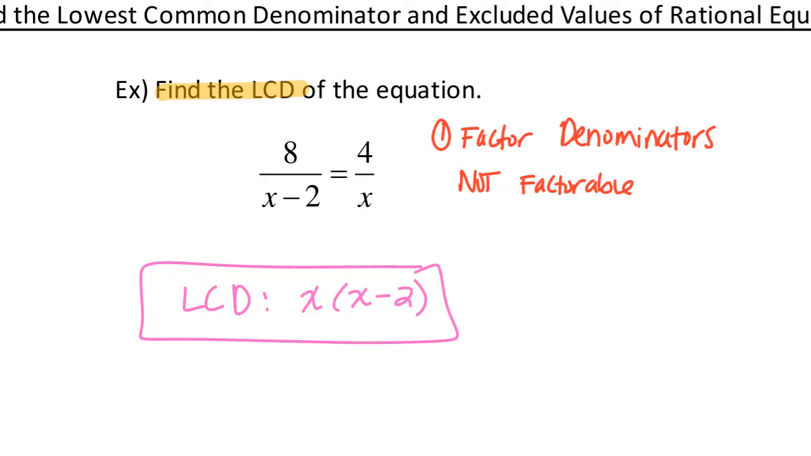They don't really have anything in common, so you just multiply them together. If they don't have anything in common, just combine them together as one. And again, these are pretty straightforward. They just weren't factorable, so you just combine them together.